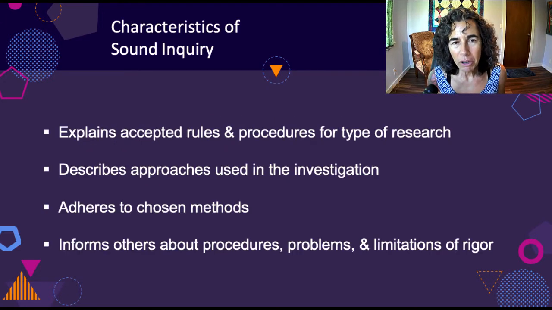So there are some characteristics of sound or quality research. It explains the accepted rules and procedures for the type of research. It describes approaches used in the investigation. When you're thinking about this, you could think about a journal article, right, where they have their methods section. And so they're describing what they're doing very clearly. They're adhering to the chosen methods. You're getting this information through a journal article, but it's going to be in the protocols for the study. And then others are informed about the procedures, problems, and limitations of rigor. So people are upfront about how it went.